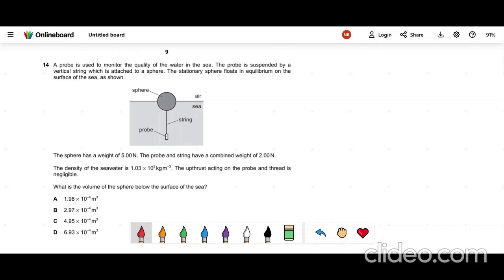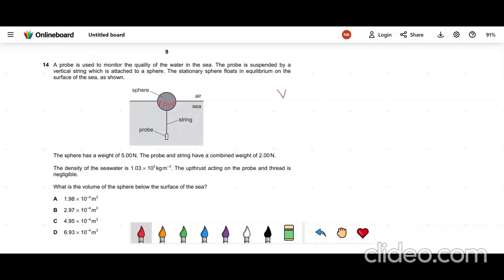A probe is used to monitor the quality of water in the sea. The probe is suspended by a vertical string which is attached to a sphere. The stationary sphere floats in equilibrium on the surface as shown. The sphere has a weight of 5 Newton. The probe and the string have a combined weight of 2 Newton. The density of water is given, and the upthrust acting on the probe and the string is negligible, so it is not necessary to calculate the volume of the string. What is the volume of the sphere below the surface of the sea? So they are asking for the immersed volume.